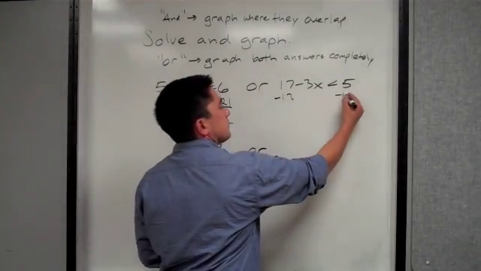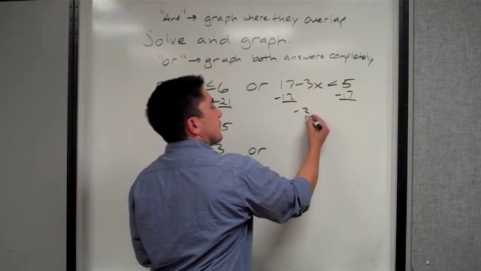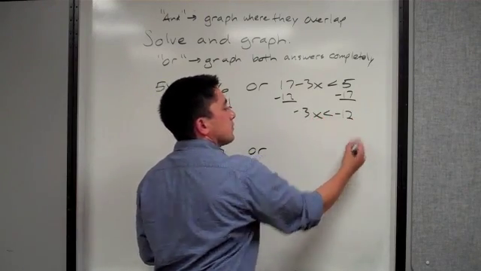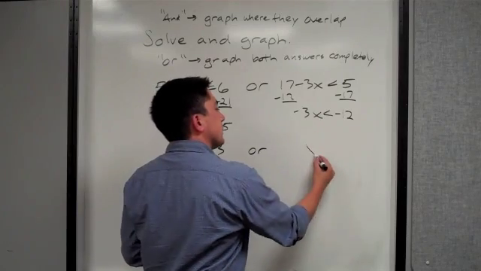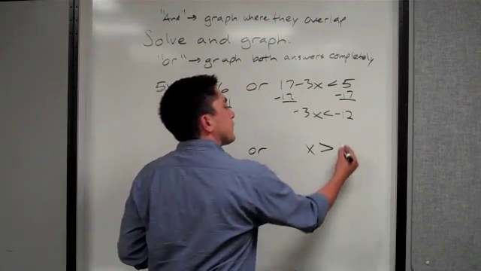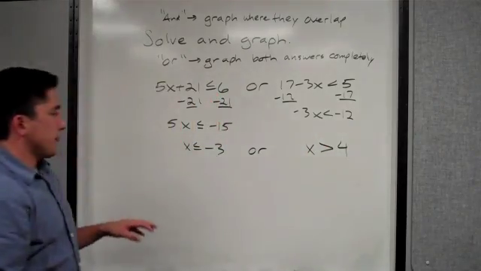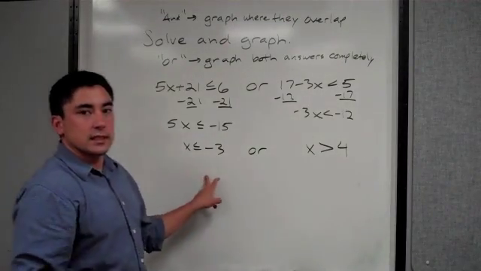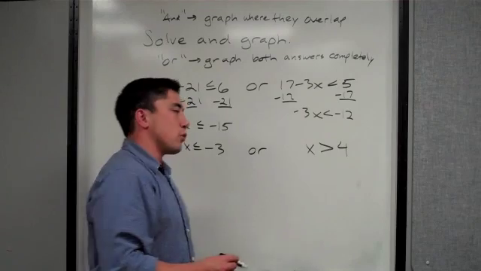Subtract 17. So you have -3x is less than -12. And then we divide by -3. So you switch the direction of the symbol. -12 divided by -3 is 4. So now it says x is less than -3 or x is greater than 4.